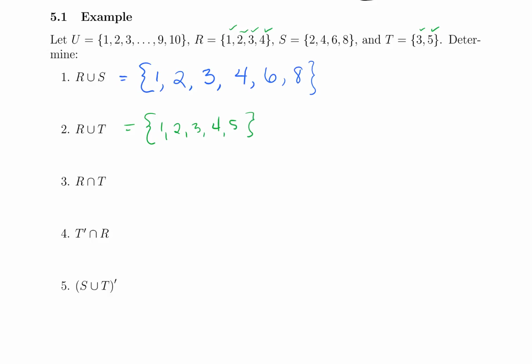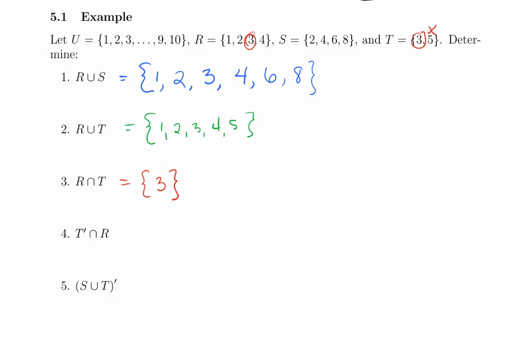Now if we do the intersection, we want only the elements that are common to both of them, right? We're looking for the overlap. So let's see. T is the smaller set, so I'm going to use T and try to find the elements that are in R. So 3 is in T, and we have a 3 in R. So 3 will be in the intersection. 5 is in T, but there is no 5 in R. So we won't include a 5 in the intersection. So our intersection would just be 3.